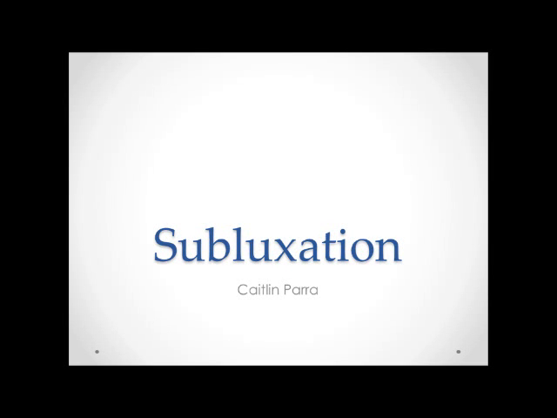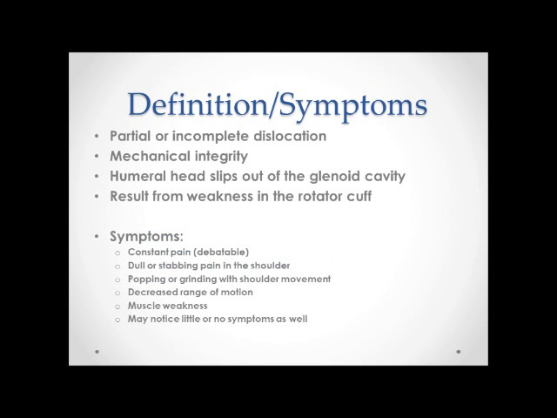And today I want to go more into detail about subluxation. To start off with, I want to talk about some definitions and symptoms of subluxation. Some definition is partial or incomplete dislocation. The mechanical integrity is declined, and the humeral head slips out of that glenoid cavity, which can result from weakness in that rotator cuff.